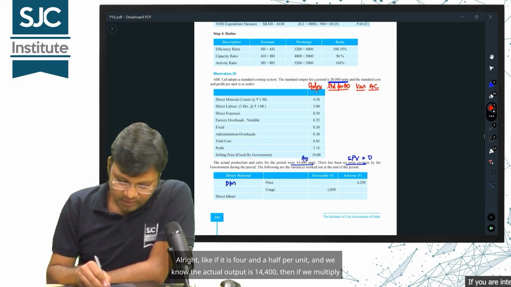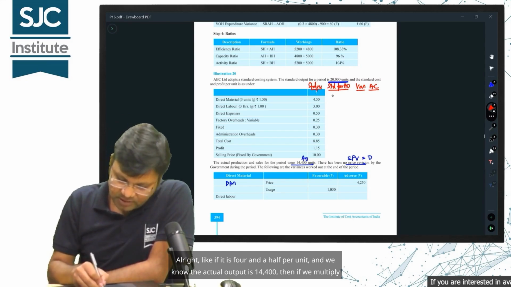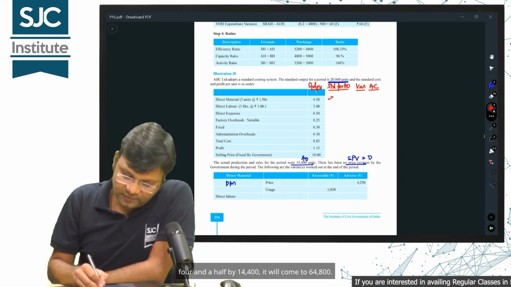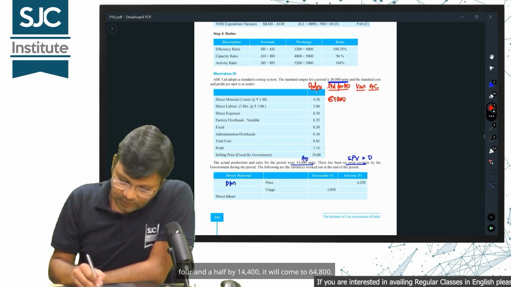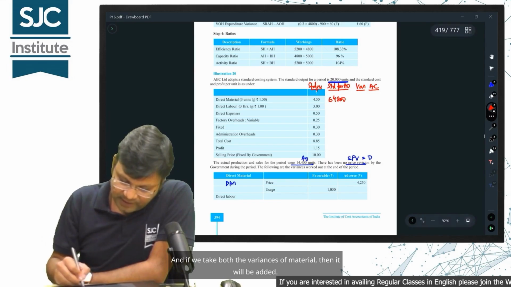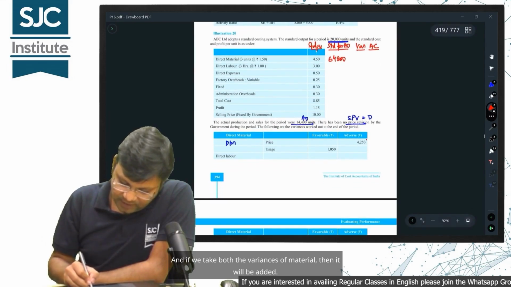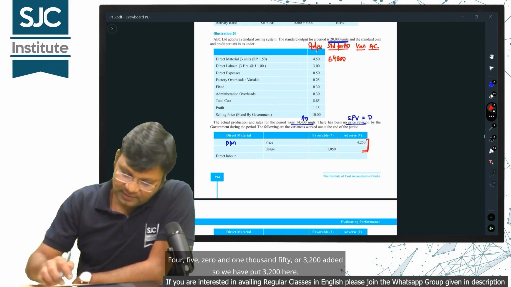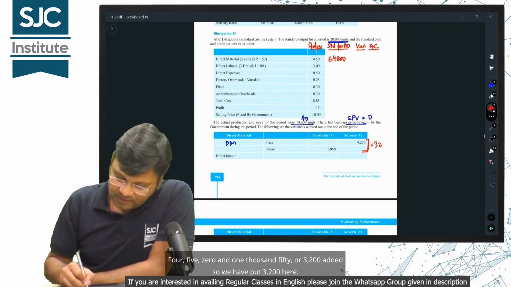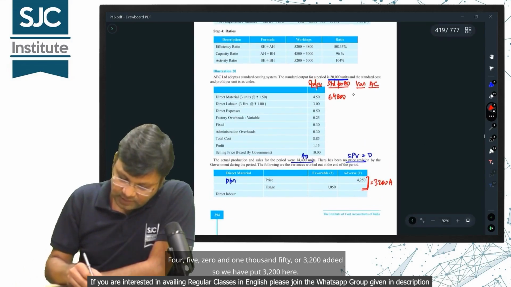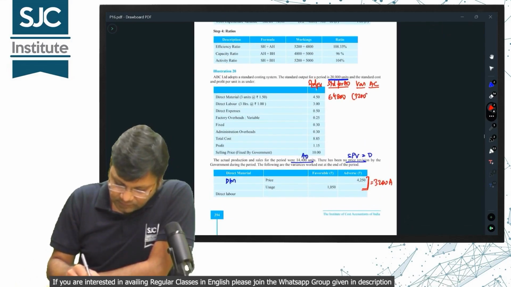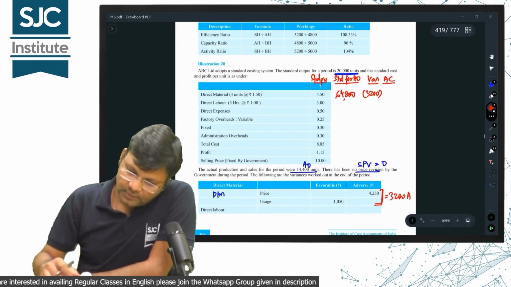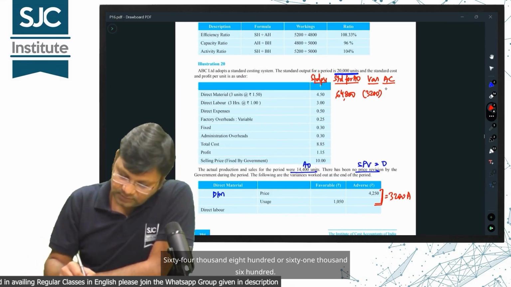Alright, if it is 4.5 per unit, and we know the actual output is 14,400, then if we multiply 4.5 by 14,400, it will come to 64,800. And if we take both the variances of material, then it will be added. And if we take both of these, what will we get? 4, 5, 0 and 1050 or 3200 added, so we have put 3200 here. 64,800 or 61,600.